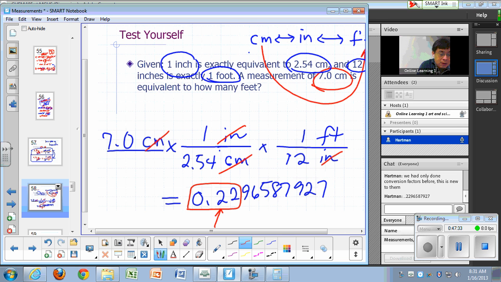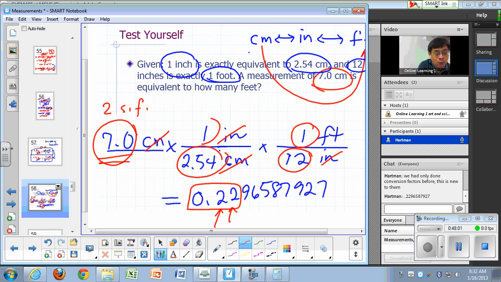So the first non-zero digit, that's where you start counting. 1, 2. Why only 2? Because this has two sig figs. All right. 2.54 has how many sig figs? Not 3. Infinite. The 12 here has how many sig figs? Infinite. The 1 has infinite. This one has infinite. So 7.0 is the least precise term in this calculation. 2 sig figs in your original measurement. In your converted measurement, also keep 2 sig figs.